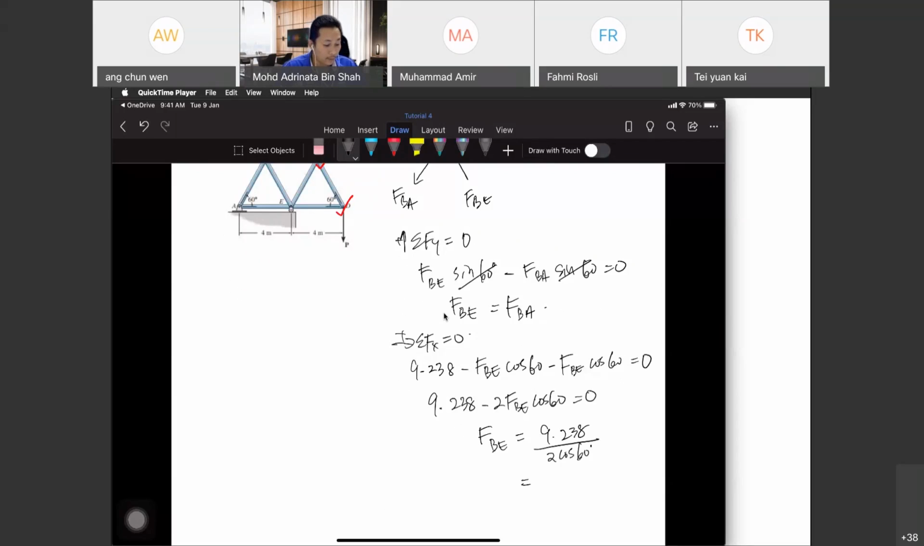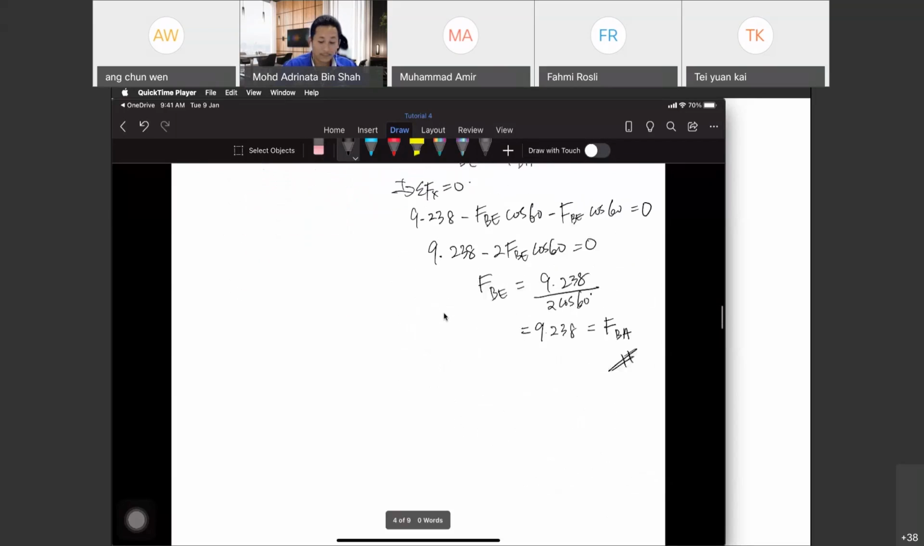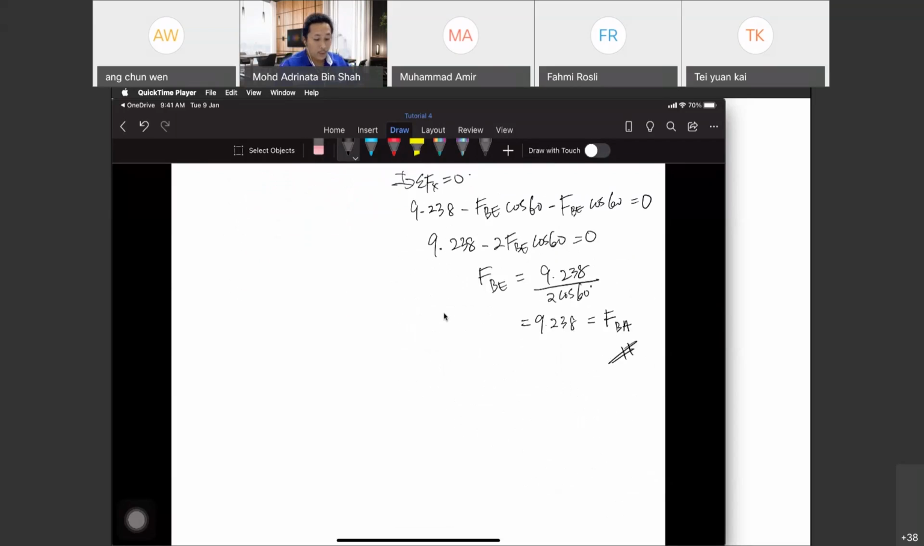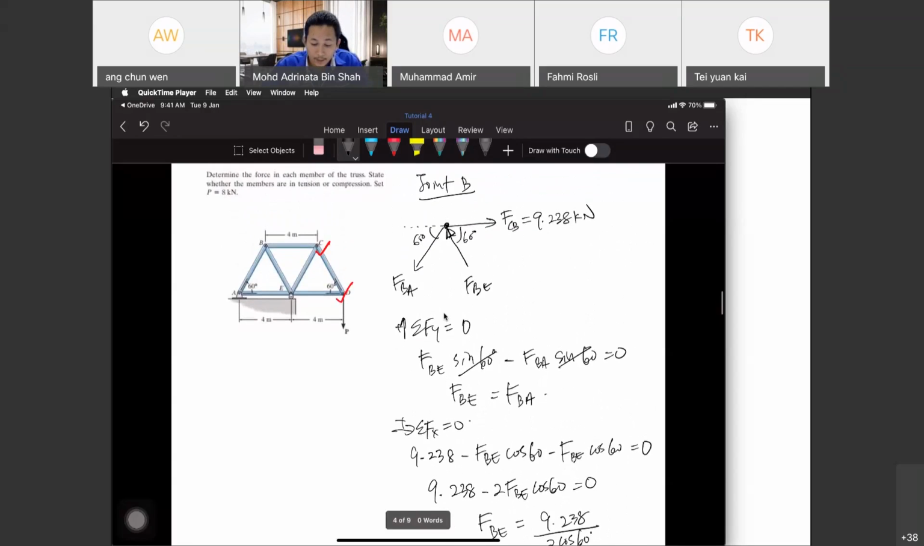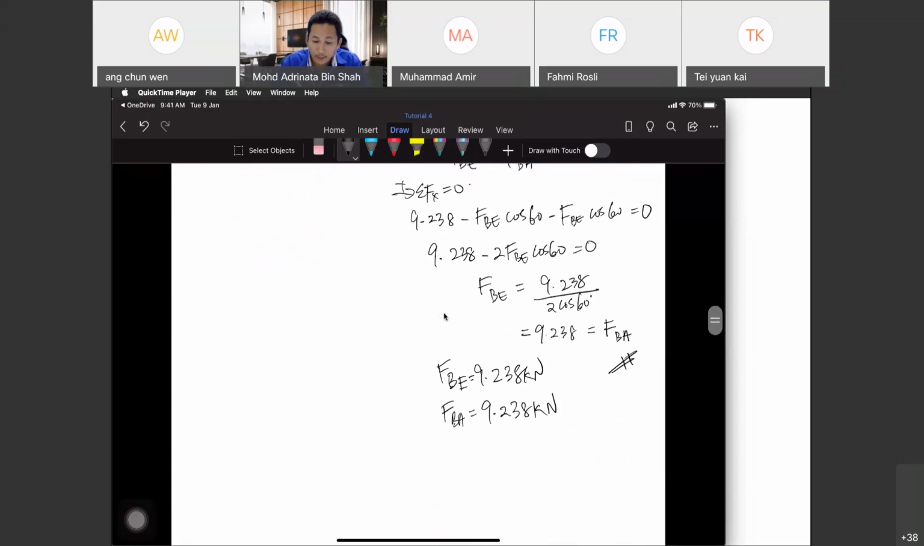So FBE is 9.238 kilonewton. Okay, so it is the same one, but FBE is 9.238 kilonewton. FBA is equals to 9.238 kilonewton. FBA is in tension. FBE is in compression.